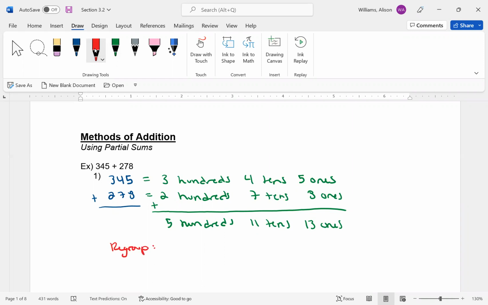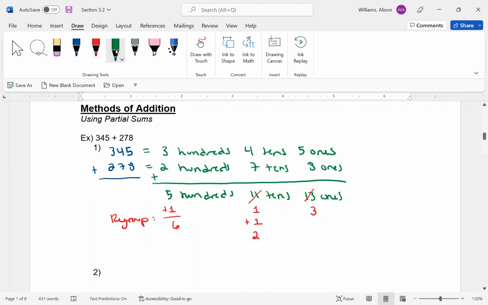So technically, we have enough tens that we can do 100 square. So if I take 10 of those out, I can do 100 square, and I'm left with 1 ten, and I now have 6 hundreds. Then I could do that with the ones as well. I can take 10 of those ones and make a tens rectangle, which means I now have 2 tens and 3 ones. So that would be my final answer. 6 hundreds, 2 tens, and 3 ones, or 623.